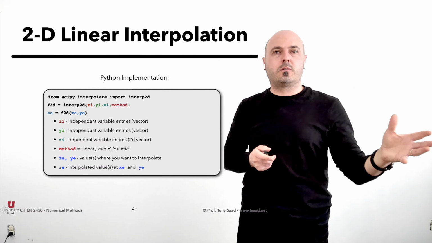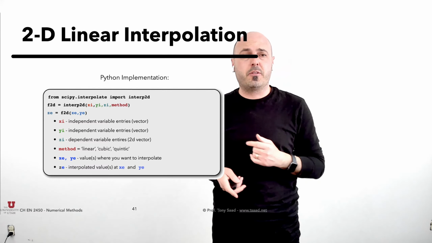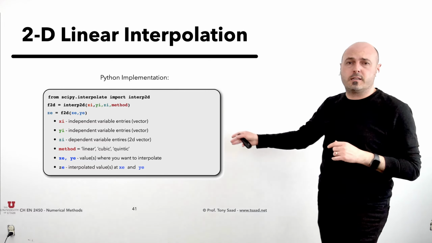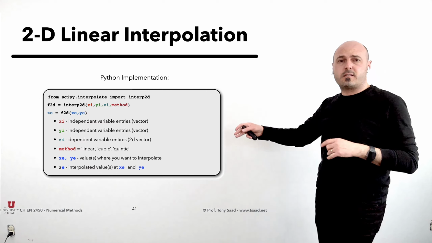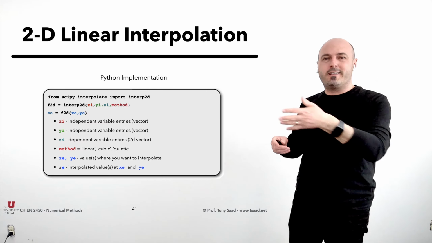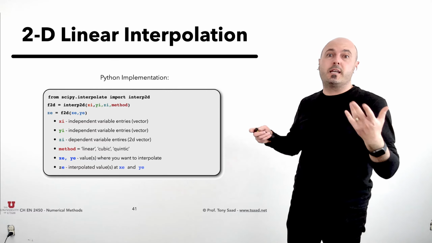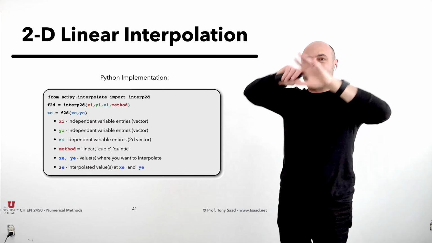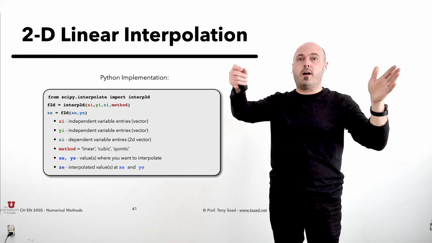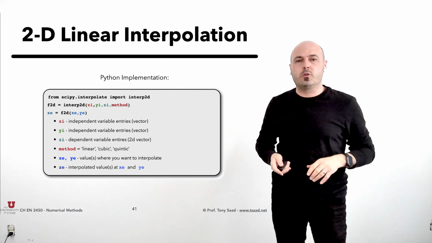But to reproduce, if you want to verify something you did by hand, I would use linear for the method. And I described these quantities here in this box. You got xi, this vector of independent variable 1, yi independent variable 2, zi the dependent variable, and that should be a 2-dimensional vector, right? Because those are the entries in the table, and they need to correspond to the xi, yi. So put them in the same order that the data was given to you.